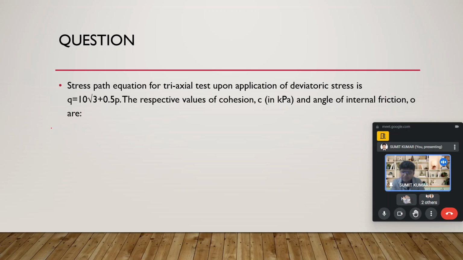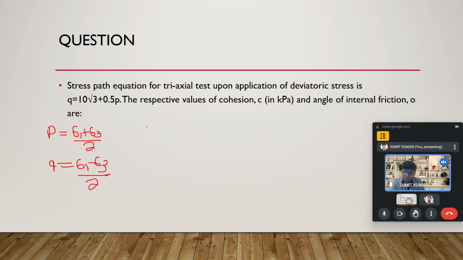The value of P is sigma 1 plus sigma 3 by 2, and the value of Q is sigma 1 minus sigma 3 by 2. This awareness you must have: sigma 1 minus sigma 3 upon 2.